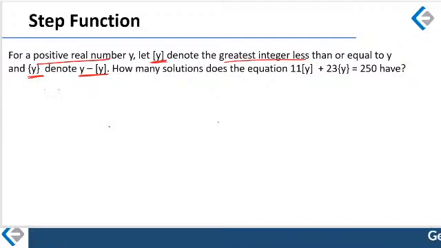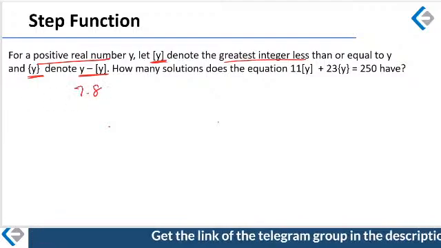Listen to me carefully, friends. What I meant is this. If I have 7.8, say that this is my y.